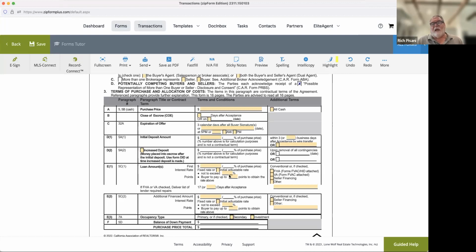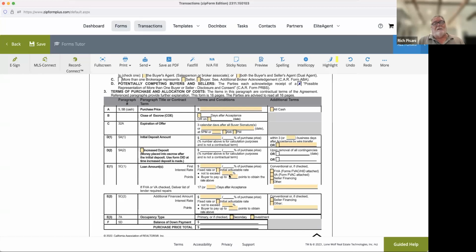And then the buyer's to pay up to X amount of points. A point is usually 1% of the loan amount. So if it's a $500,000 loan, what is 1%? I can't do the math off the top of my head because I have too many things going in my head. And then the default is 17 days after acceptance for the removal of the loan contingency.